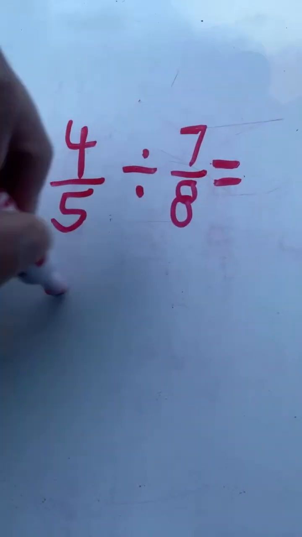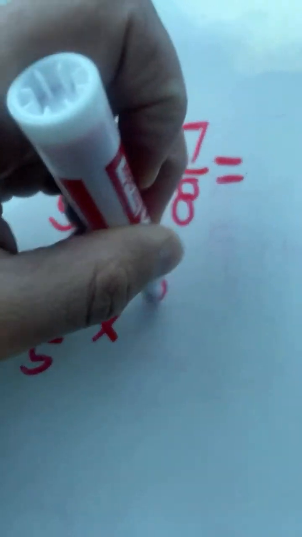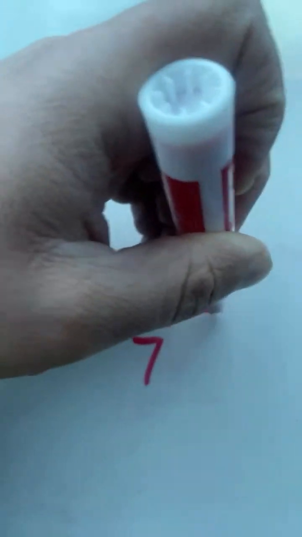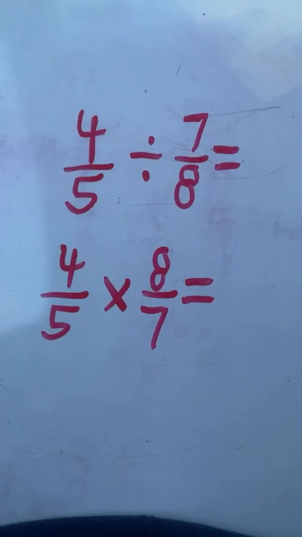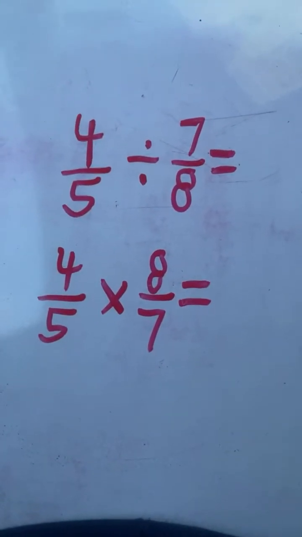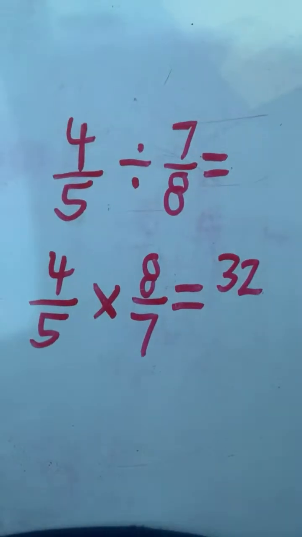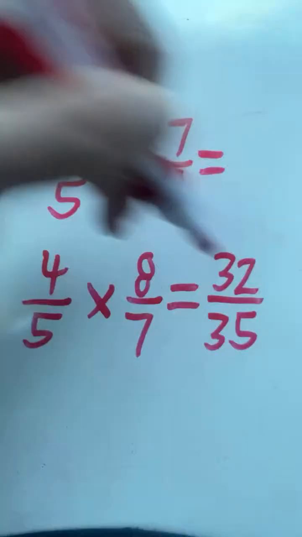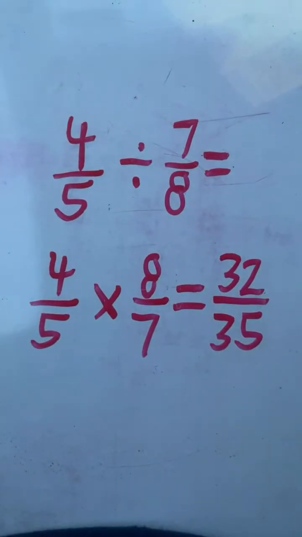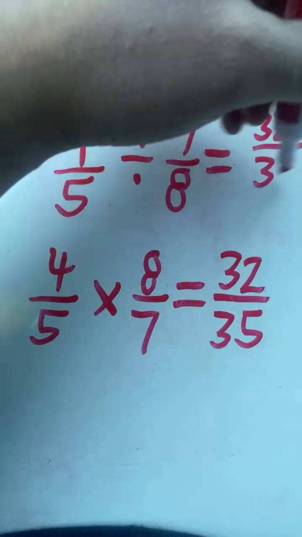All right, step 1, we keep. Step 2, we change. Step 3, we flip. Now we simply multiply our numerators and our denominators. 4 times 8 equals 32. 5 times 7 equals 35. And we have our answer. 4/5 divided by 7/8 equals 32 35ths.